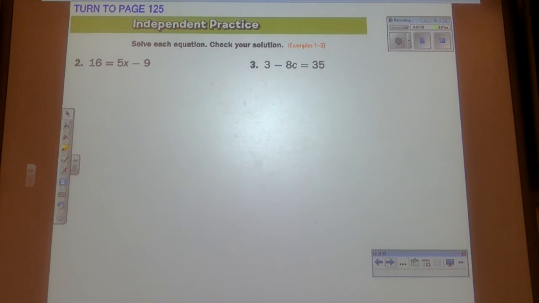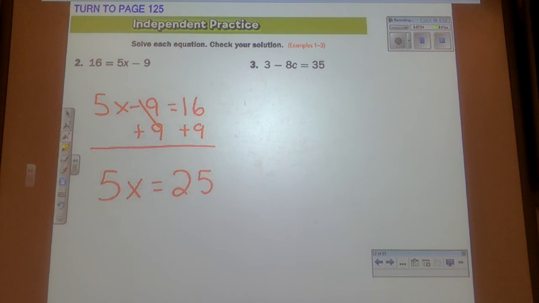Okay, number 2, we have 16 equals 5x minus 9. So we can rewrite this first to make our equation on the left. Just switch our left and our right. So we're going to add a 9 to both sides. And we're left with -9 plus 9 crosses out. We're left with 5x equal to 16 plus 9, you get 25.